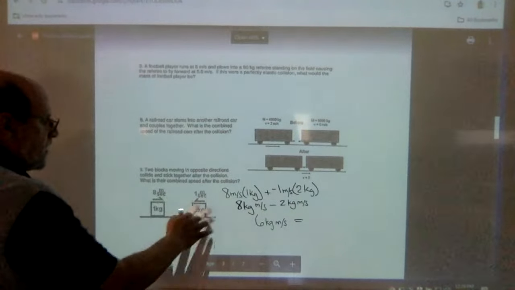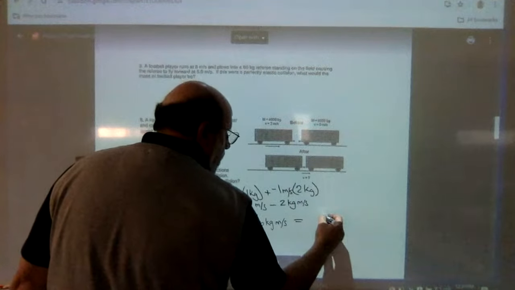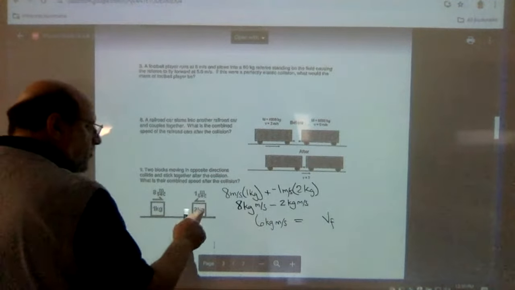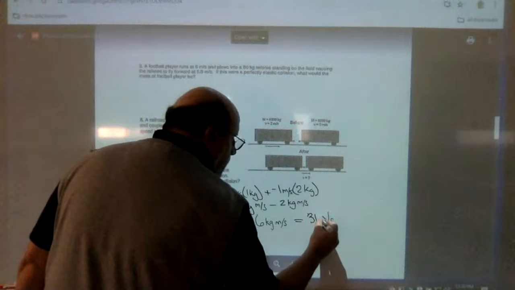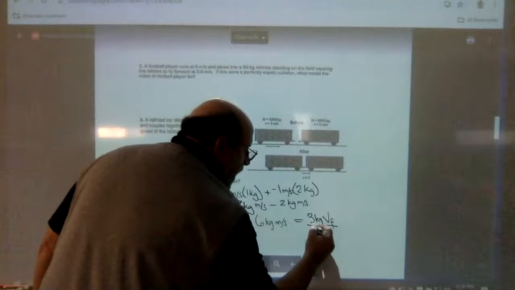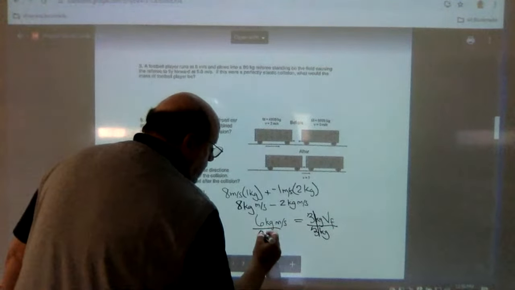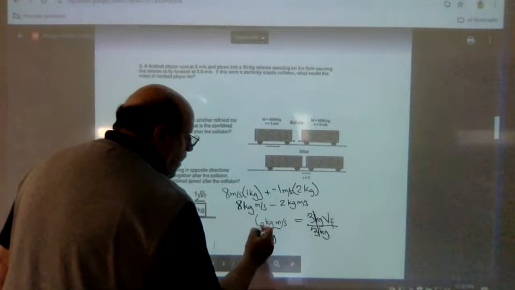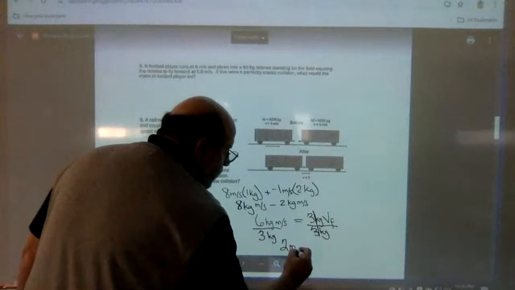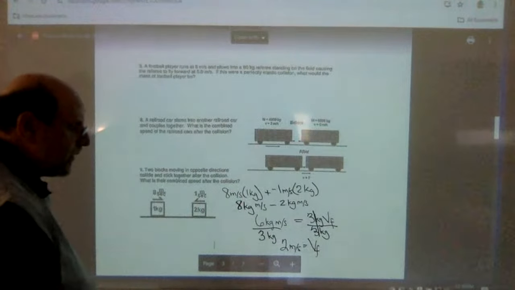And so that's our initial. And that's going to be equal to this final, which is, I don't know what my final velocity is, but I do know what their combined mass is. 1 plus 2 is 3 kilograms times their final velocity. So if I just divide by 3 kilograms, there I go. 6 divided by 3 is 2 meters a second. That's my final velocity.